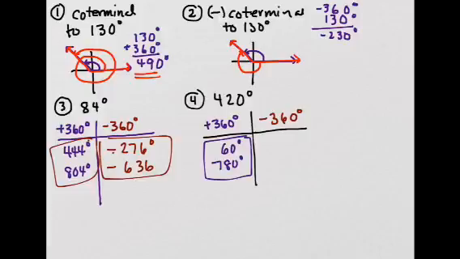Now, like I said, we subtracted 360, we got 60. So if you subtract 360 again from 60, you get negative 300. That's coterminal with 420. We subtract 360 again, and we get negative 660. And so these are the closest coterminal angles to 420 that are negative.